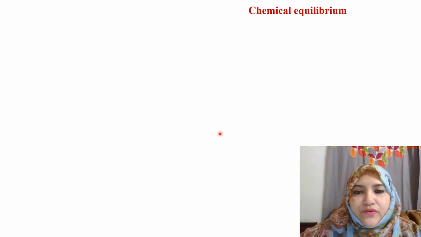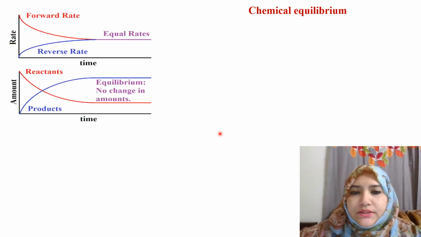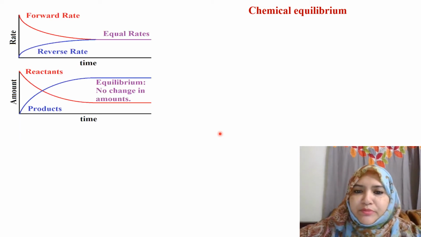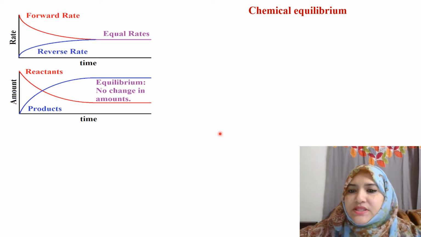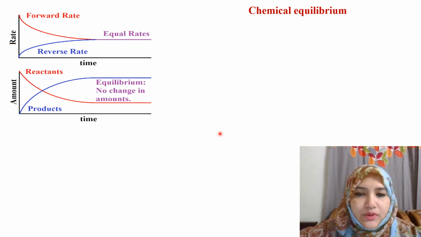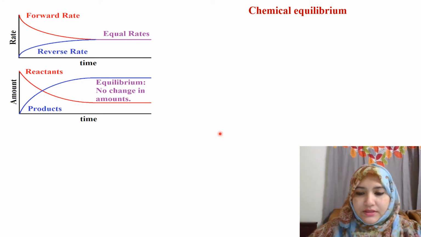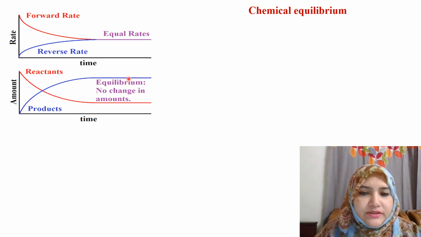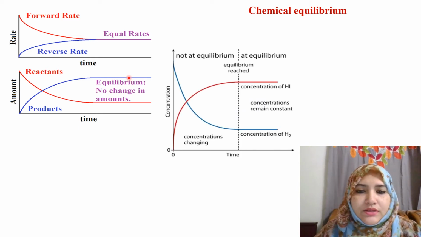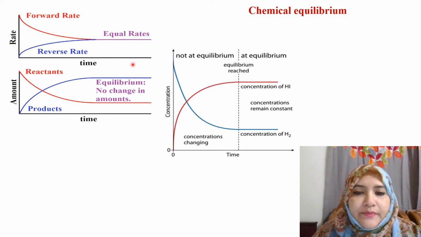If the rate of the forward reaction, that means reactants to products, is the same as the reverse reaction, that means products to reactants, the reaction is said to be at equilibrium. Look at these graphs.